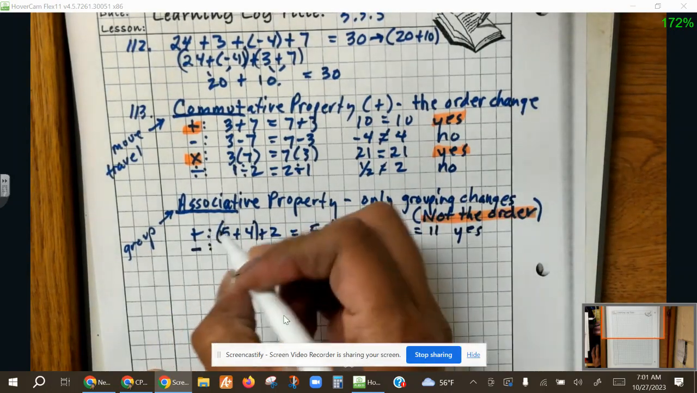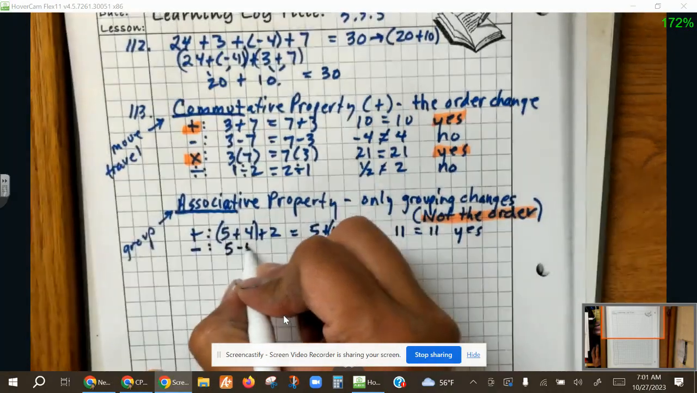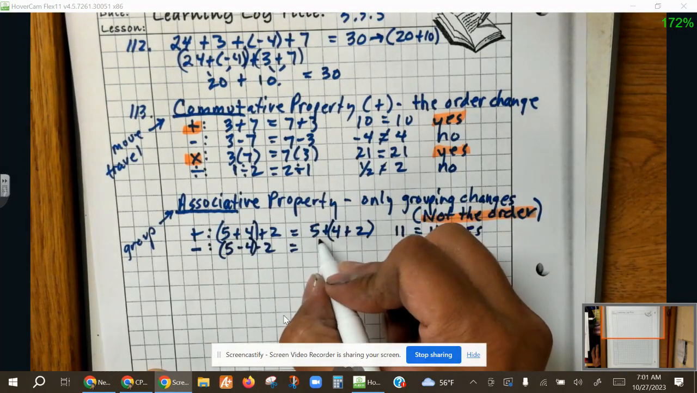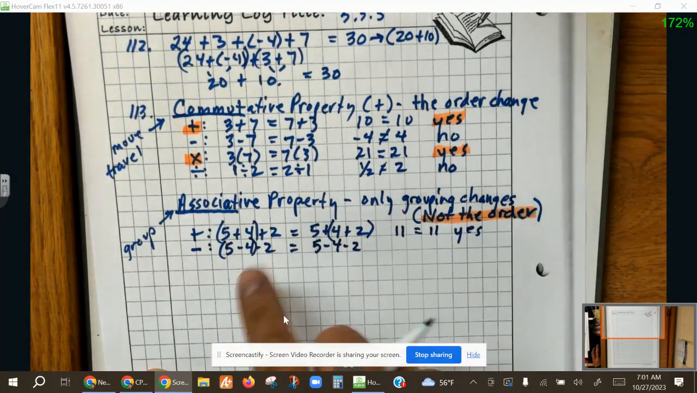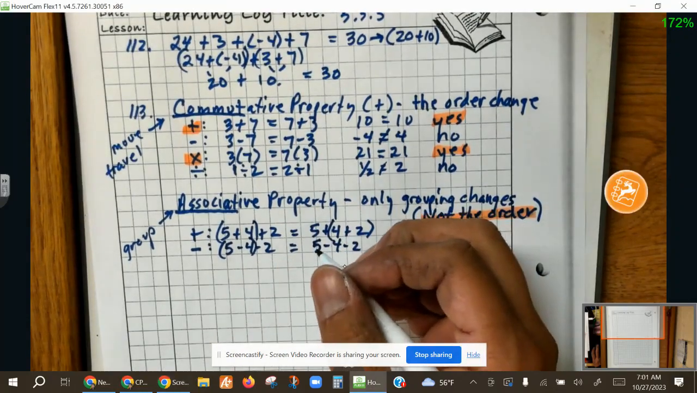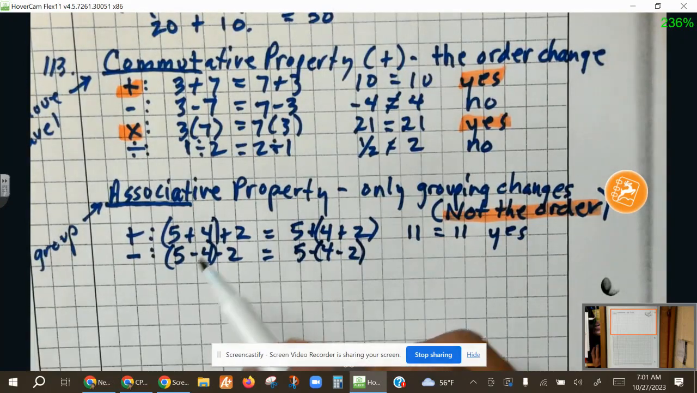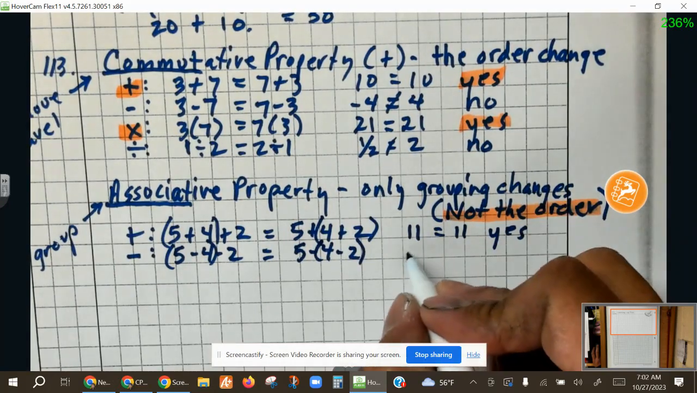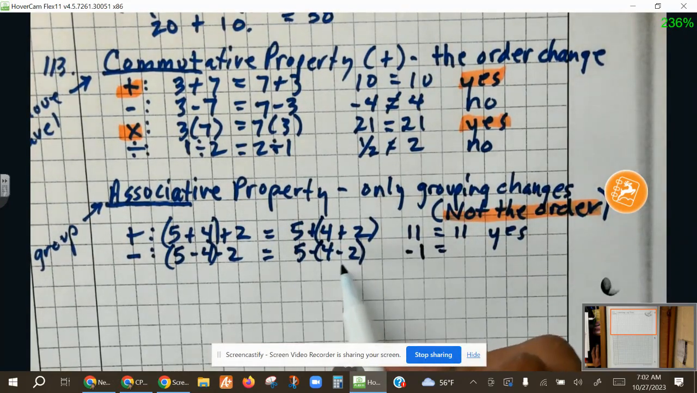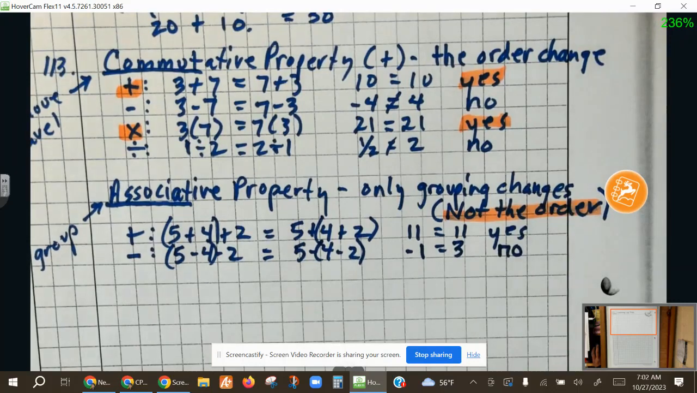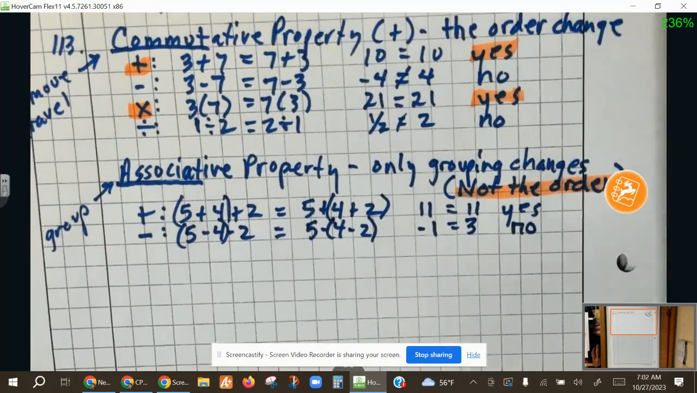What about subtraction? Okay, so we have 5 minus 4 minus 2, where I'm grouping the 5 minus 4, and then 5 minus 4 minus 2, notice same order, where I'm grouping the 4 and the 4 minus 2. So let's see, 5 minus 4 is 1, 1 minus 2 is negative 1. 4 minus 2 is 2, 5 minus 2 is 3. So that is a no. Associative property does not apply to subtraction.